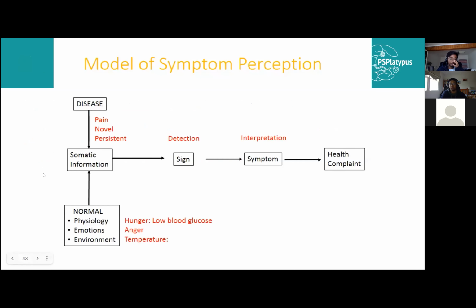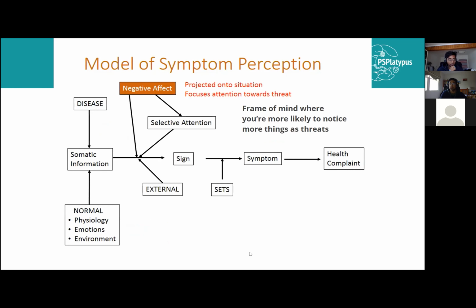So there's a big model. This is a model for symptom perception. We have normal physiological things providing somatic information. We have disease processes providing somatic information, both of which are detected as signs, but some of which is understood and interpreted as symptoms. Once the symptoms are understood, that becomes a health complaint. There are a lot of different things that can impact this flow chain.